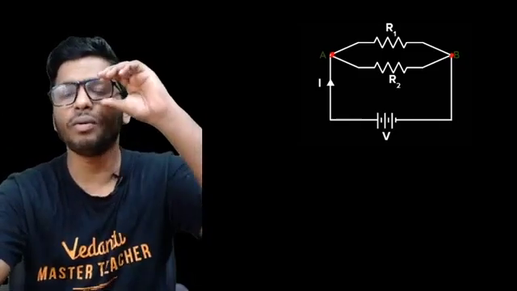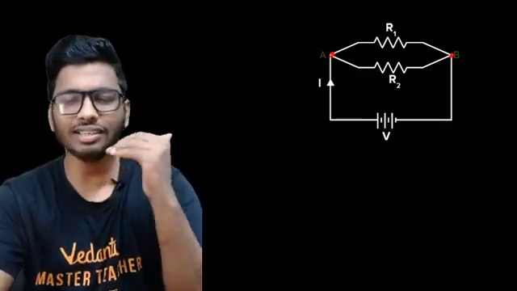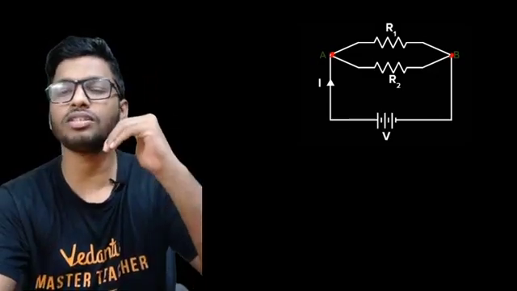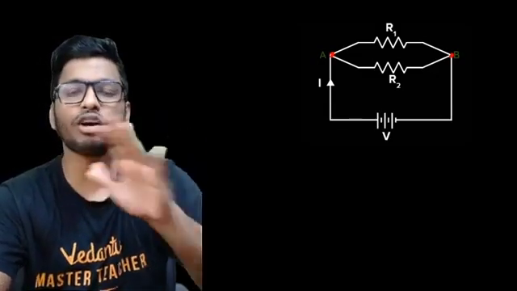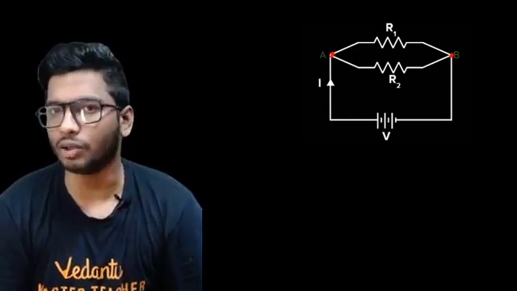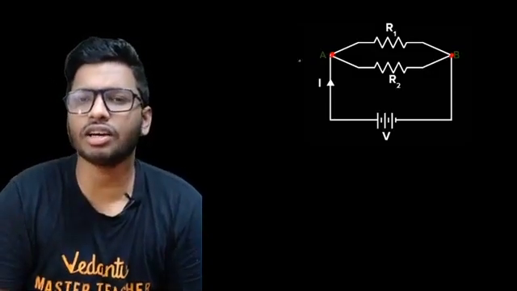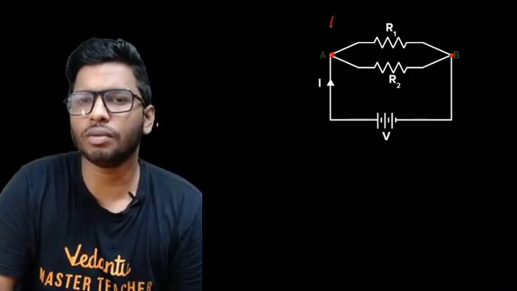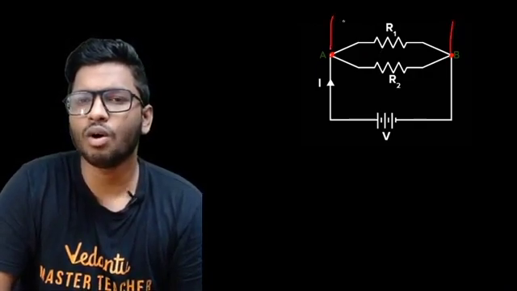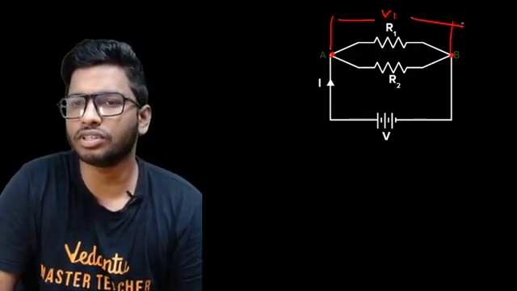Now, what we're going to talk about is what is the current flow as well as what is the potential difference across R1 and R2. So let's take R1 first, alright? To find out what is the potential difference across R1, which I'll assume as V1, I want to find out what is the potential difference over here.